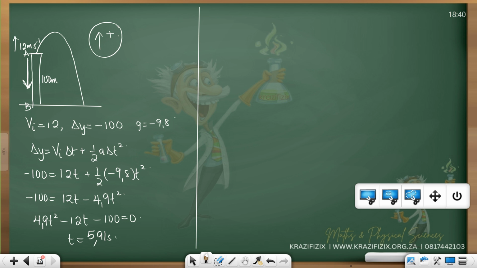All right. Now, let's look at the jogger. What do we know? The velocity of the jogger is constant, 3 meters per second, and the distance, delta x, is 15 meters. Because they said it's constant, acceleration again is 0. I just want to emphasize that.